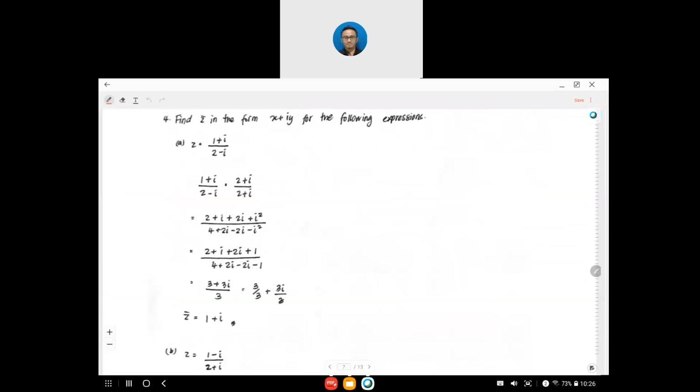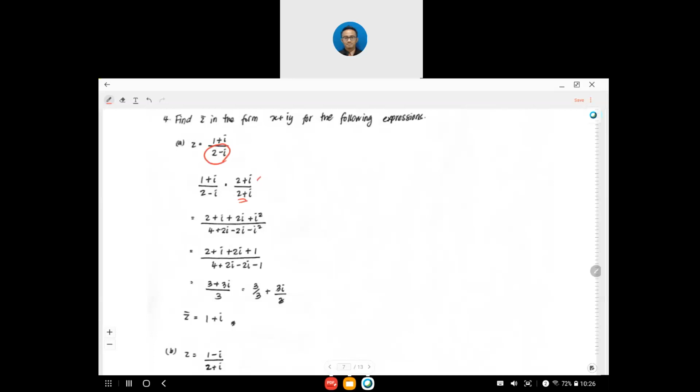Question 4. Find z bar in the form x plus iy for the following expression. So you want to find z bar, whereby z equals 1 plus i divided by 2 minus i. So in terms of fraction, you need to simplify by multiplying by the conjugate of the denominator. The denominator is 2 minus i, so your conjugate becomes 2 plus i. The numerator also gets the same thing, 2 plus i.